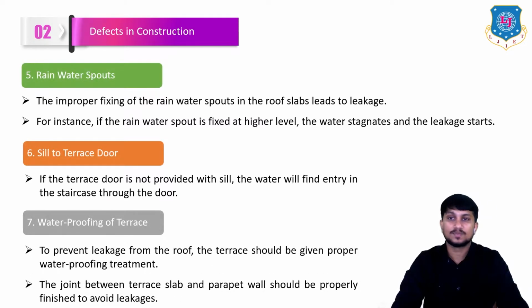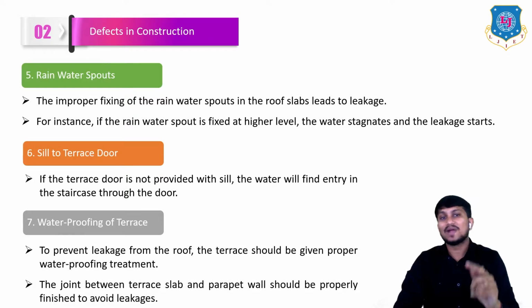Next is rainwater spouts. The improper fixing of rainwater spouts in the roof slabs leads to leakage in the roofs. For instance, if rainwater spout is fixed at higher level, the water stagnates and the leakage starts. Sixth, seal to terrace door. If the terrace door is not provided with seal, the water will find entry in the staircase through the door. So proper seal should be provided at the terrace door.